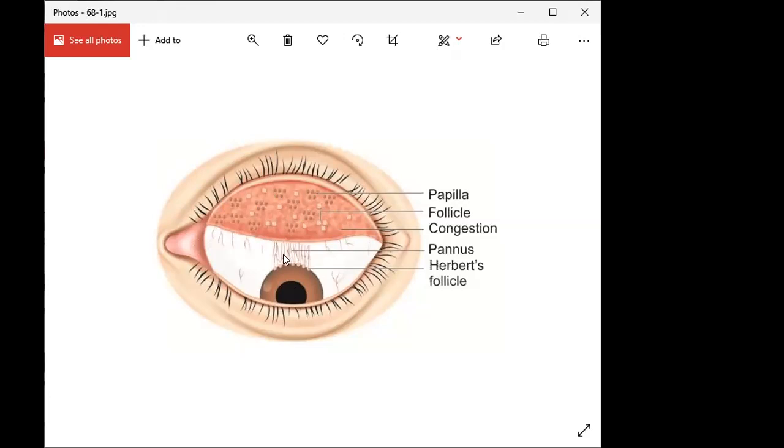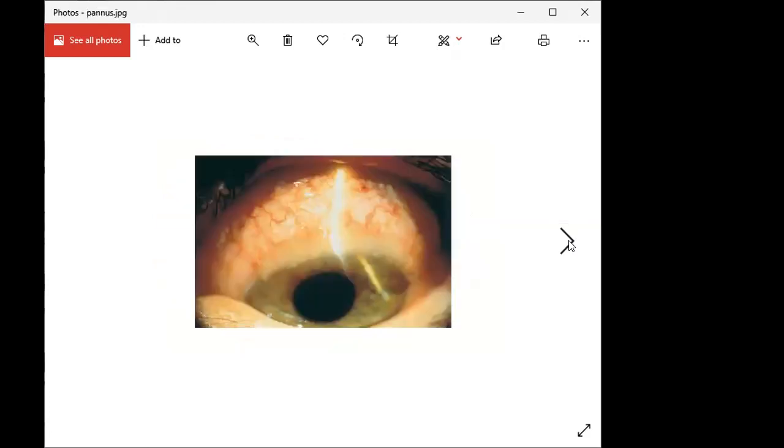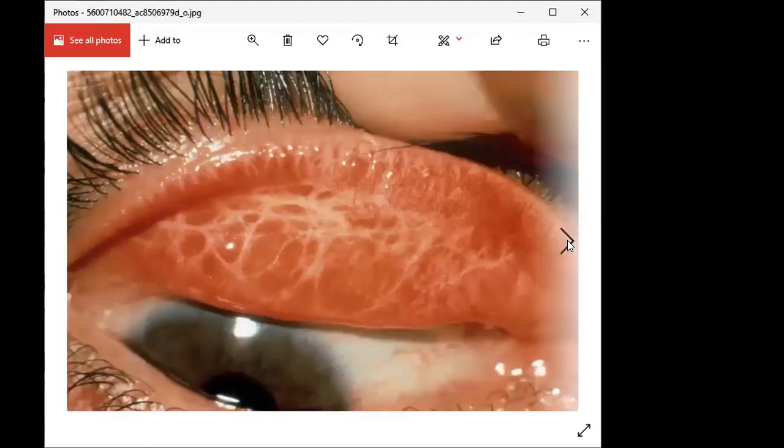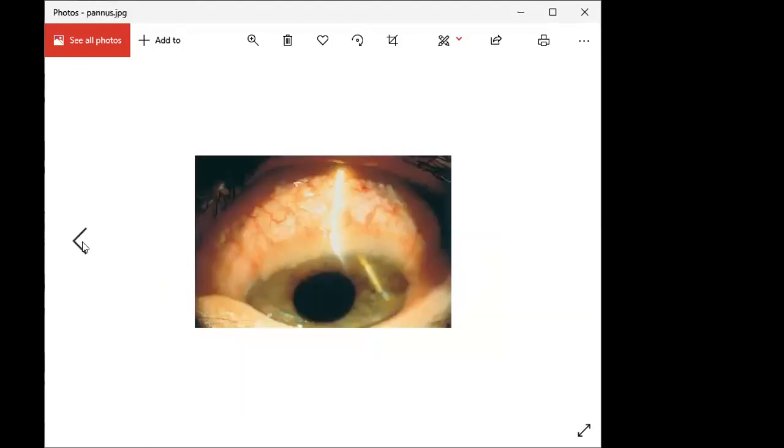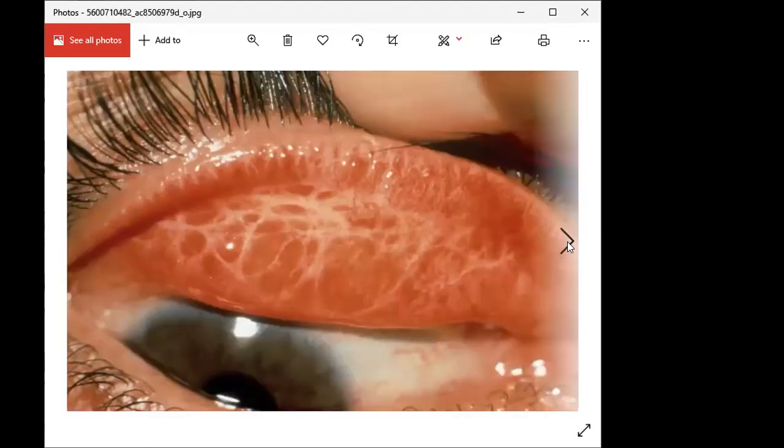This is a progressive stage. We can call it the first stage or the second stage, right? This is also a type of pannus. You can see the upper part. In case of trachoma, only the upper part will have the pannus. The lower part may not have it, or only a little. That is how trachoma is classified. The next stage of trachoma is called the cicatrization stage.